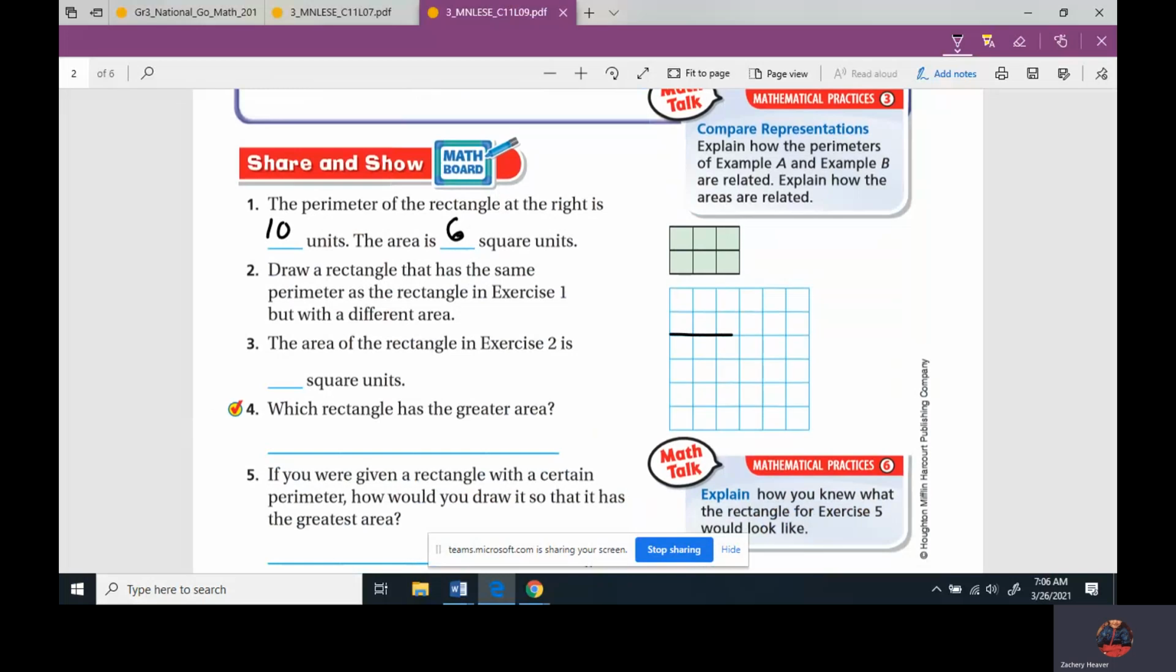1, 2, 3, 4, 5, 6, 7, 8, 9, 10. So now we have an area of 1, 2, 3, and 4. Which rectangle has the greater area? Exercise 1, because they have 6. We only have 4. Exercise 1.